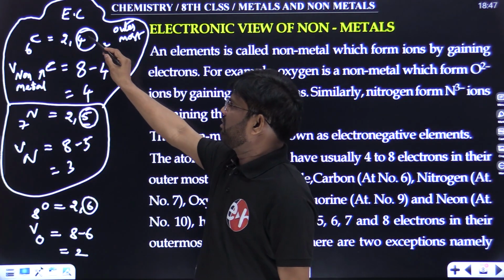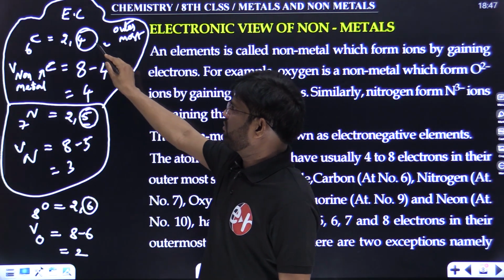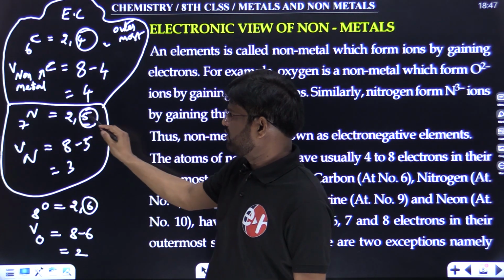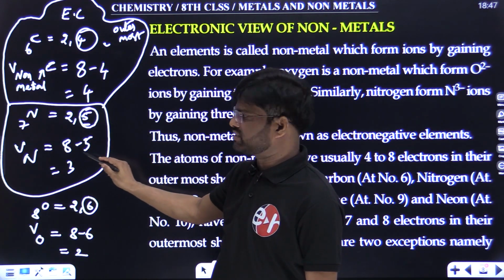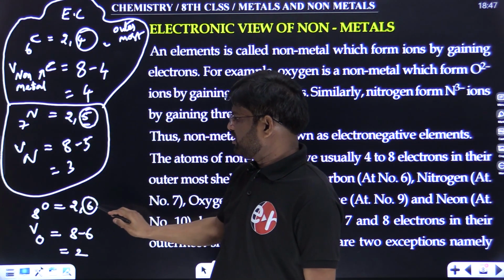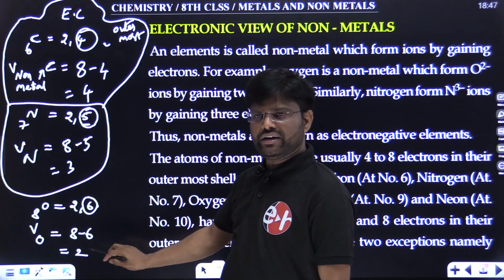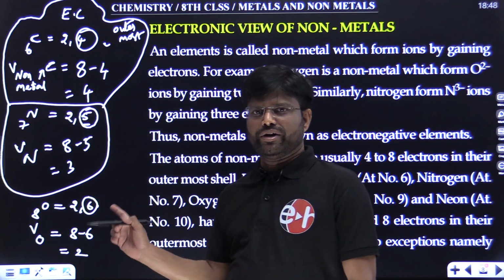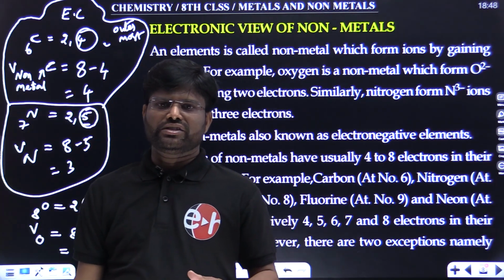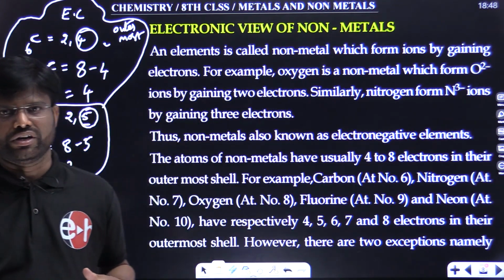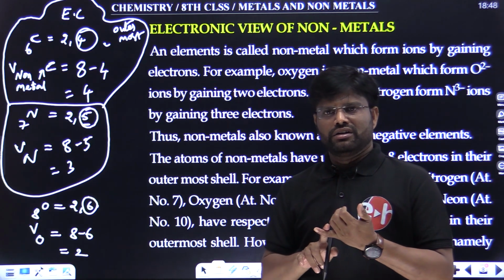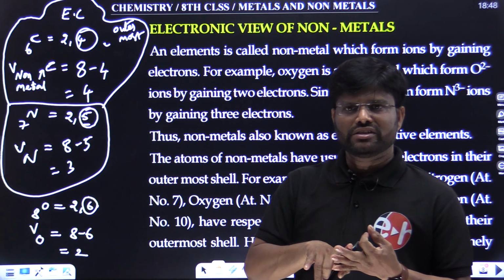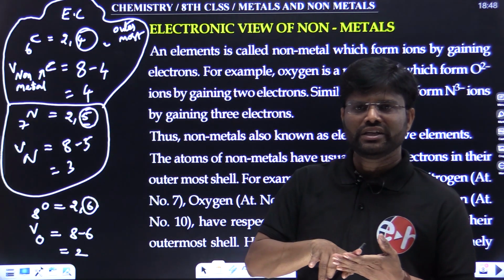Here carbon has valence electrons 4, valency 4. Nitrogen has valence electrons 5, valency 3. Oxygen has valence electrons 6 and valency 2. So these are the examples of non-metals. In order to find the valence electrons and valency, we have to know the atomic number and electronic configuration, then we can find the valence electrons, then we can find the valency.